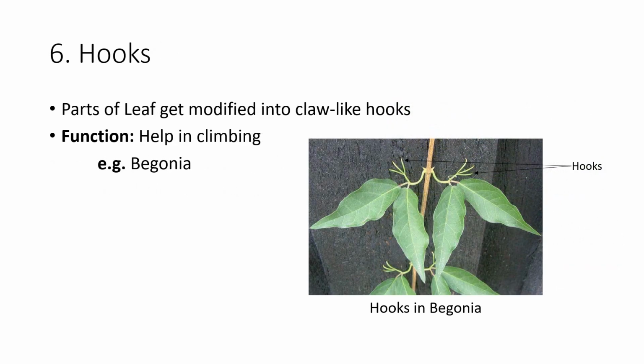Next, we are coming to hooks. In plants like begonia, the three terminal leaflets of a leaf get modified into claw-like hooks. They help in climbing onto the support.